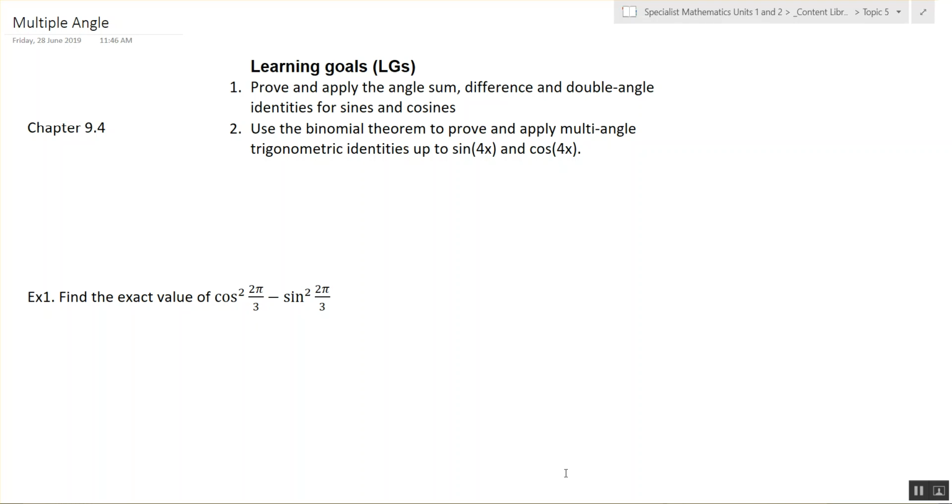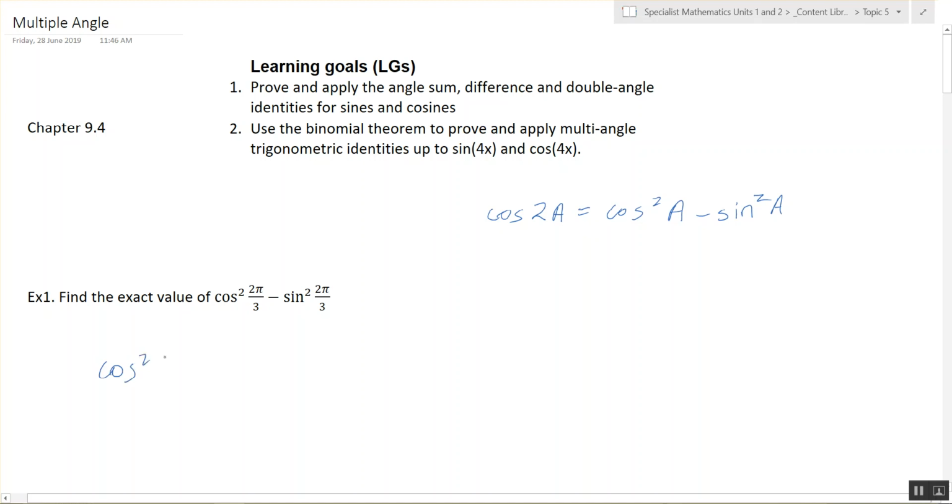Alright, today I'm going to do some proofs using multiple angle formulas. So one of the multiple angle formulas looks like this. So we can use this for this question.